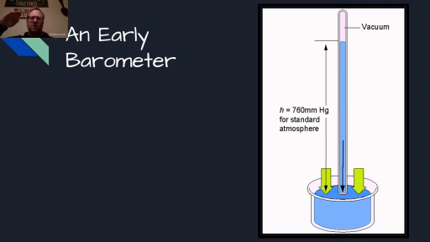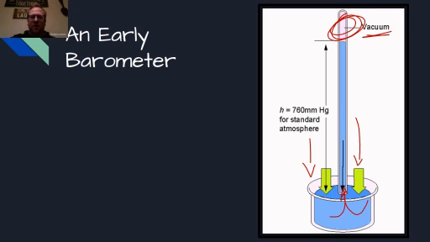So he started thinking, what's going on here? What am I seeing? And what he noticed was, if you think about it, the only forces acting on the water in this tube are the air pressure pushing down on the water and the water pushing up in the tube. And there is nothing up here. It's a vacuum. There's no air. There's nothing. That's what a vacuum is.